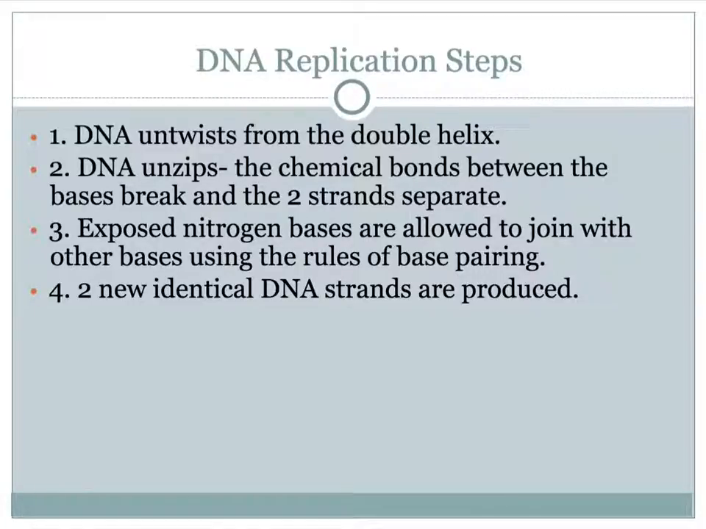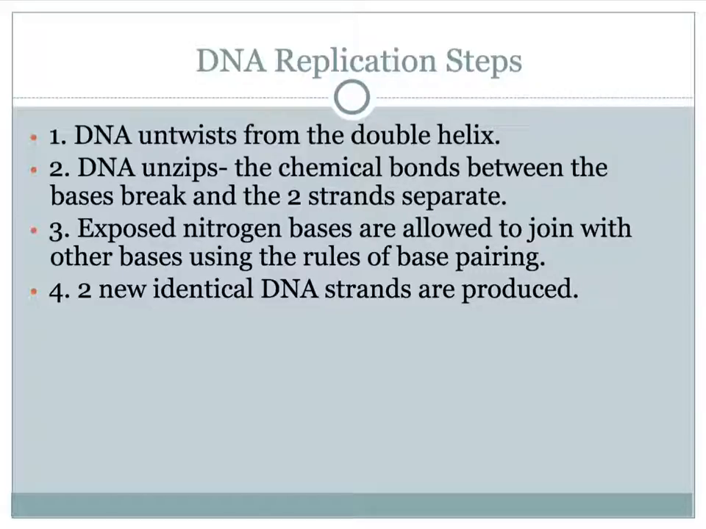Now, how does replication take place? There's 4 basic steps. The first step, DNA has to untwist from the double helix because in its normal state the ladder is twisted, so it has to untwist to make it easier to work with. Then, step number 2, the DNA unzips. It unzips at the chemical bonds in between the base pairs. The base pairs are simply like the zipper, and you're just going to imagine a zipper going all the way down through the base pairs to separate the 2 strands.